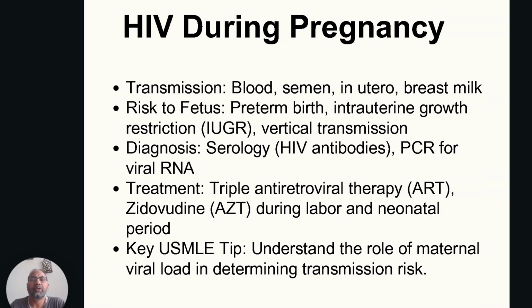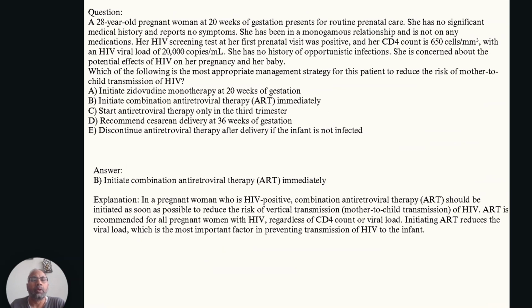So coming to our first question. A 28-year-old pregnant woman at 20 weeks of gestation presents for routine prenatal care. She has no significant medical history and reports no symptoms. She has been in a monogamous relationship and is not on any medication. So basically what they are saying here is that she has no risk factors for acquiring HIV infection.